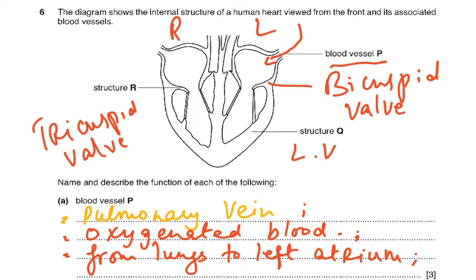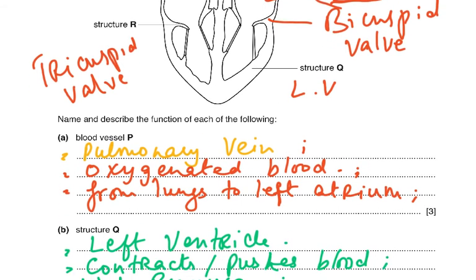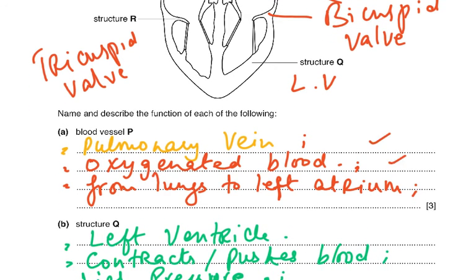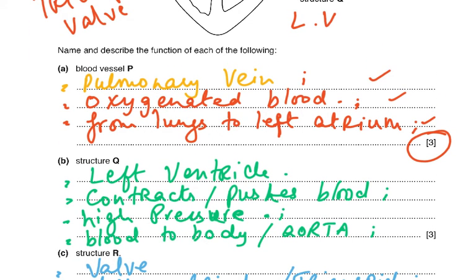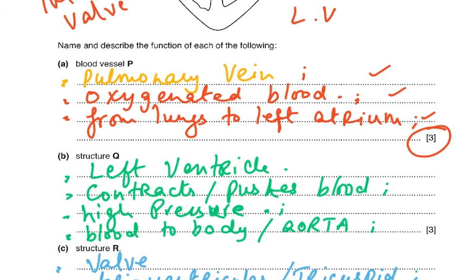And then it says name and describe the function of each of the following. As you know, blood vessel P was the pulmonary vein because that's bringing oxygenated blood. Pulmonary vein, oxygenated blood from lungs to the left atrium. So you got your 3 marks for that. Then structure Q was the left ventricle: contracts, pushes blood, there's a high pressure exerted. Why? Because there's more muscle in the wall of the left ventricle and blood is pumped to the body, or you can say blood is pumped into the aorta.